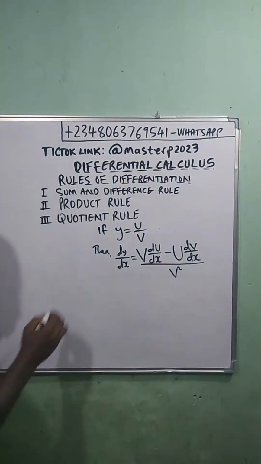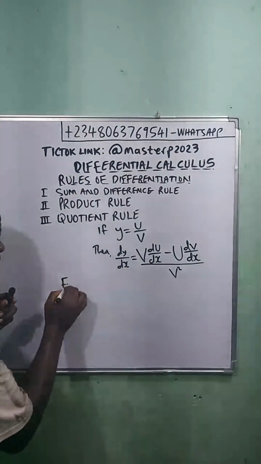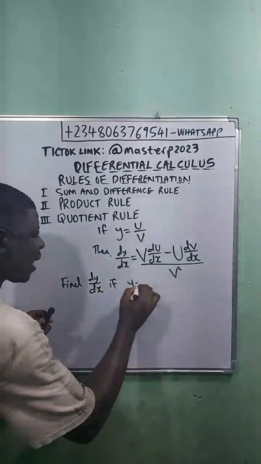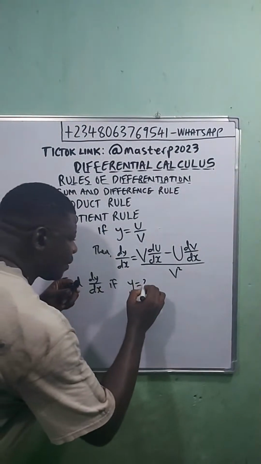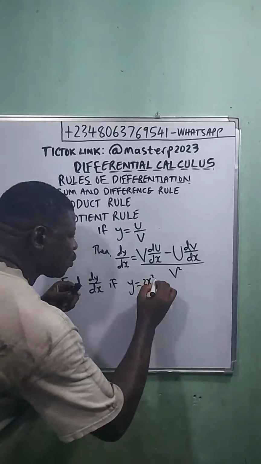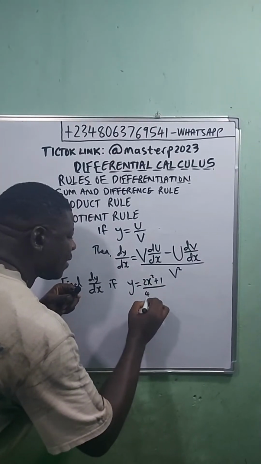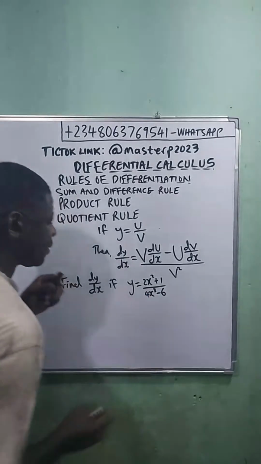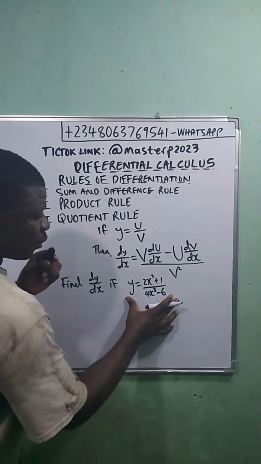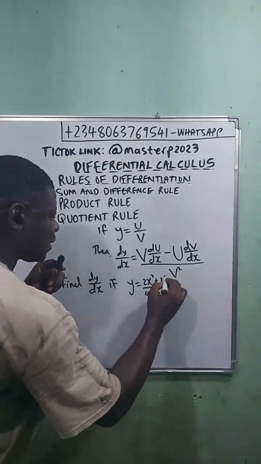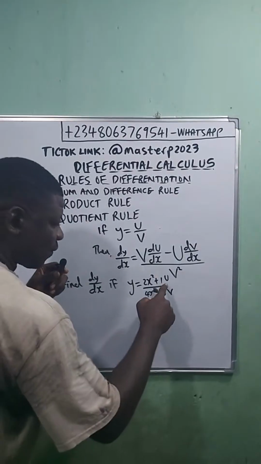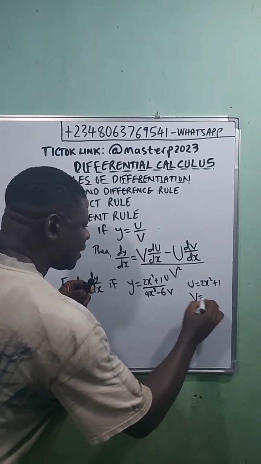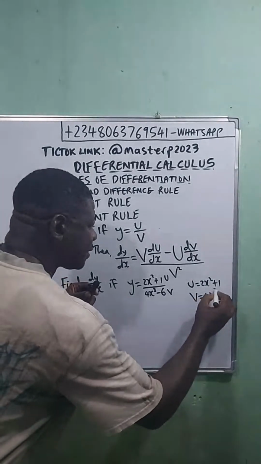So can I have a question? Maybe you are being asked, find dy by dx if y equals maybe 2x squared plus 1 all over 4x cubed minus 6, something like this. If I want to solve this question using quotient rule, from what we have here, this is my u and this will be my v. So from here, my u is equals to 2x squared plus 1. Then my v is going to be 4x cubed minus 6.